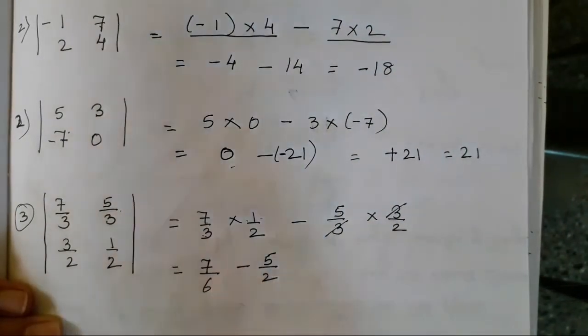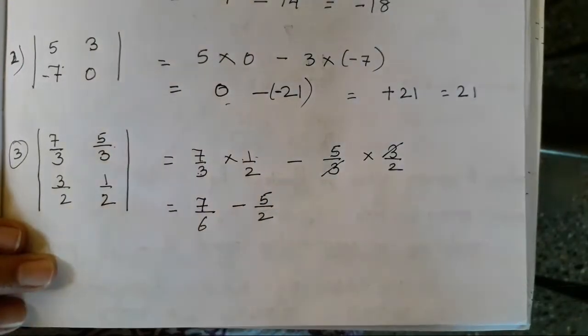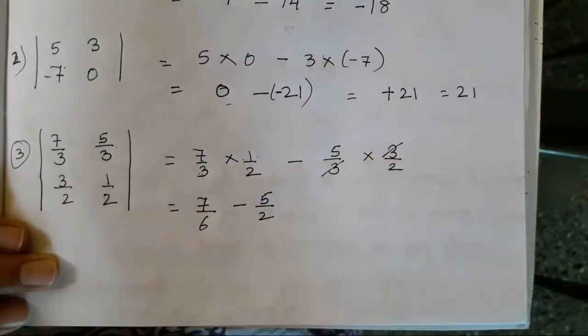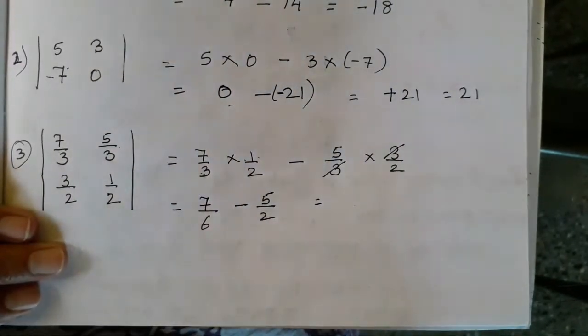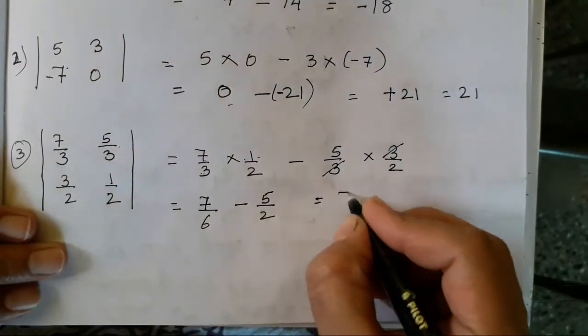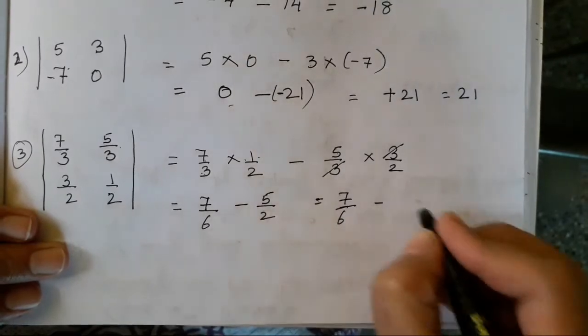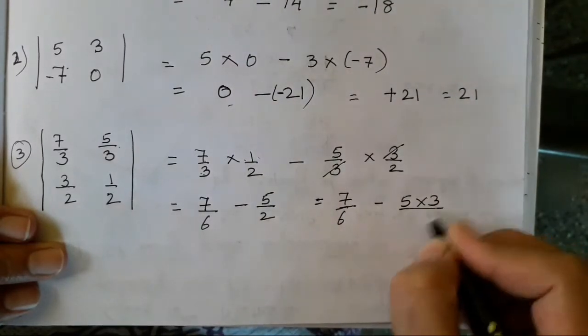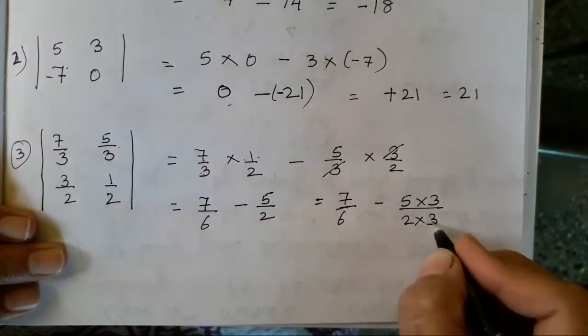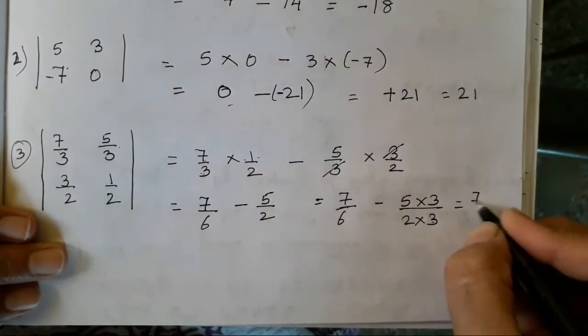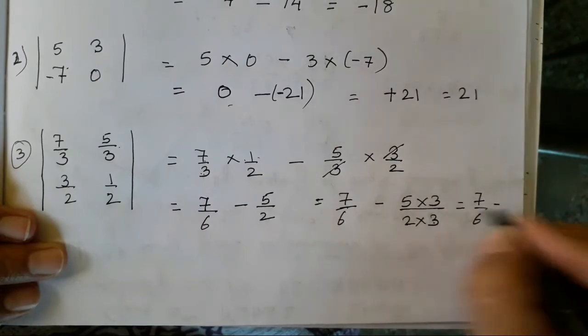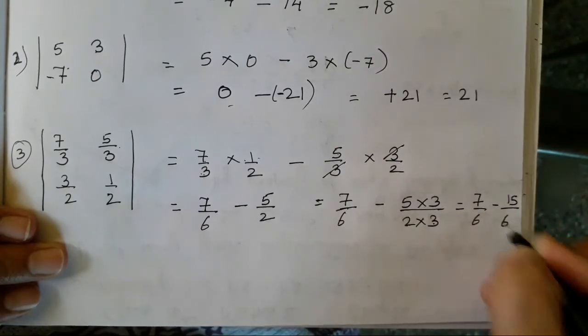Now after this step, minus sign is there, so you cannot directly subtract it. For that you have to make the denominators equal. Now how are you going to make the denominators equal? 7 upon 6 will remain as it is. 5 into 3, 2 into 3. So 2 3s are 6 we will get and 5 3s are 15. So this equation is going to change to 7 upon 6 minus 15 upon 6.